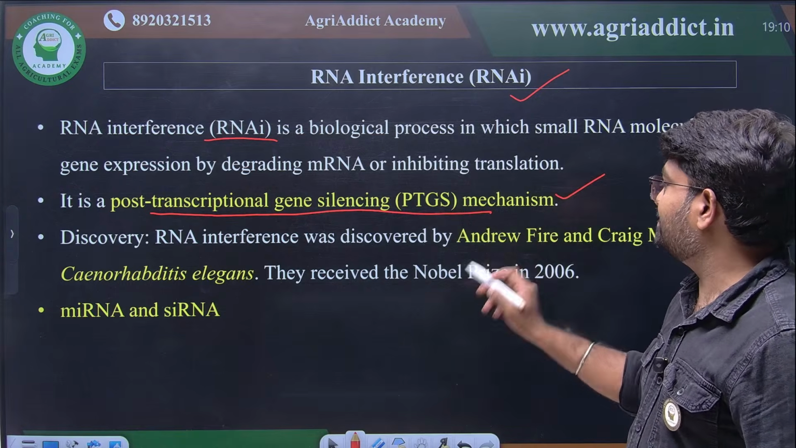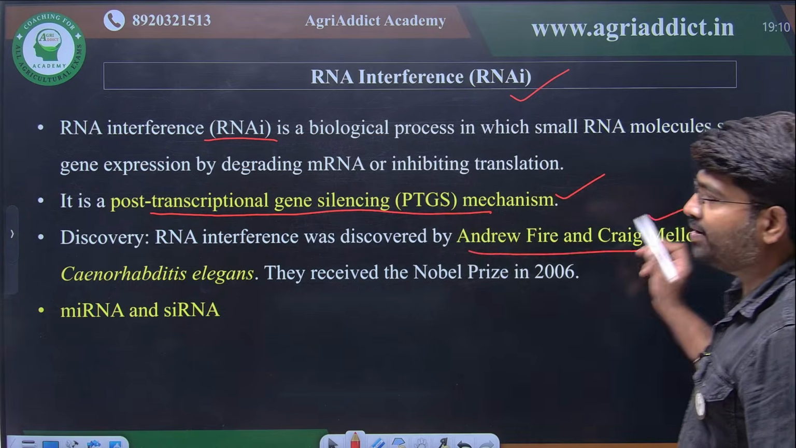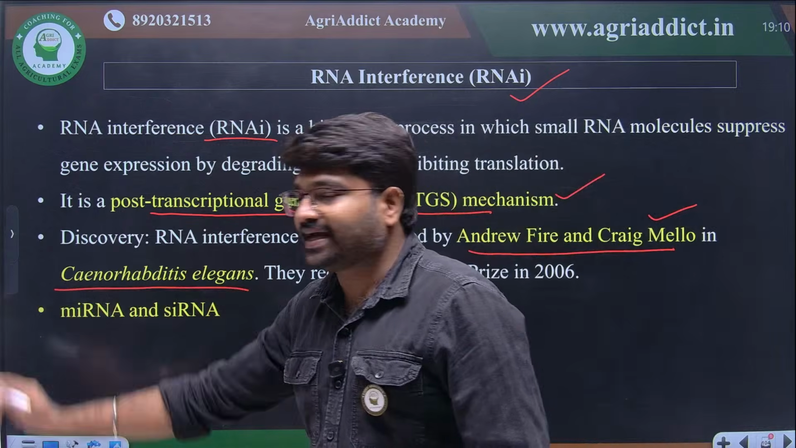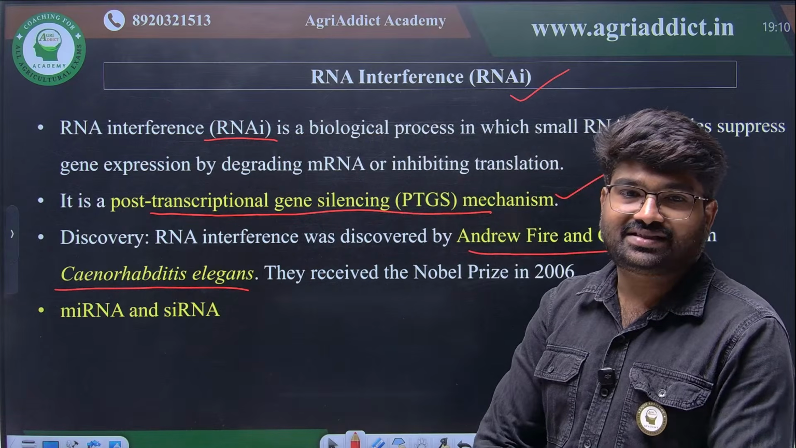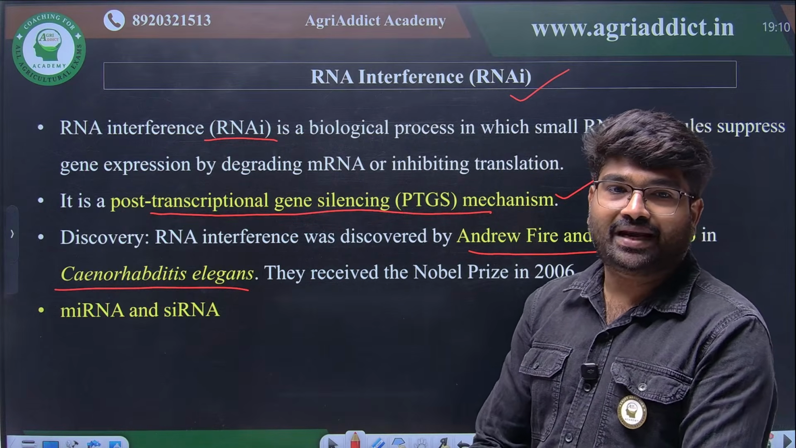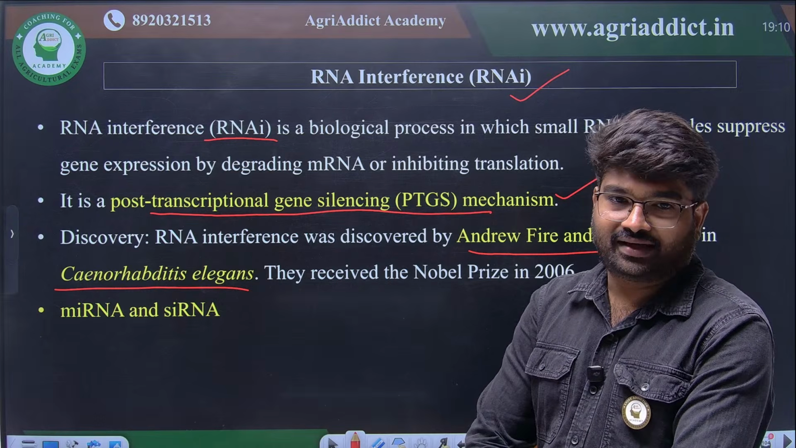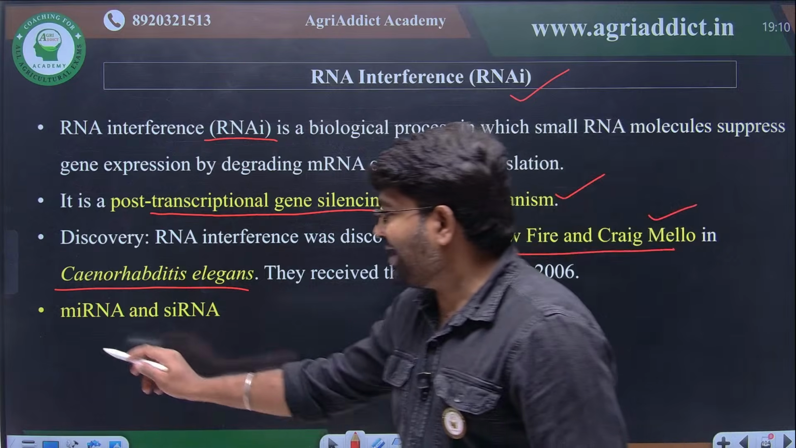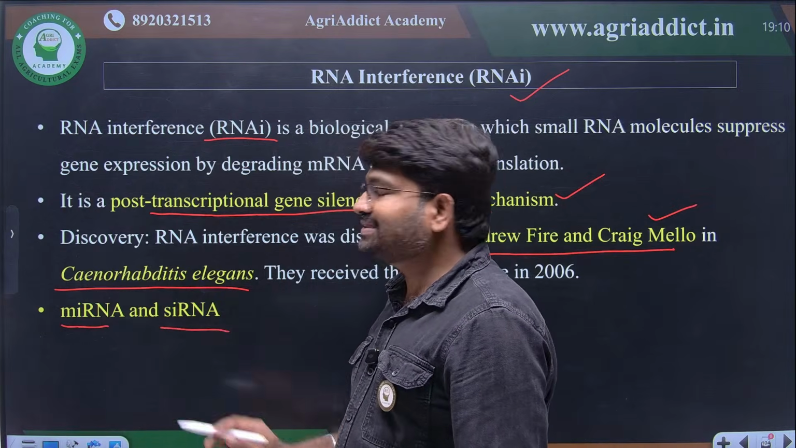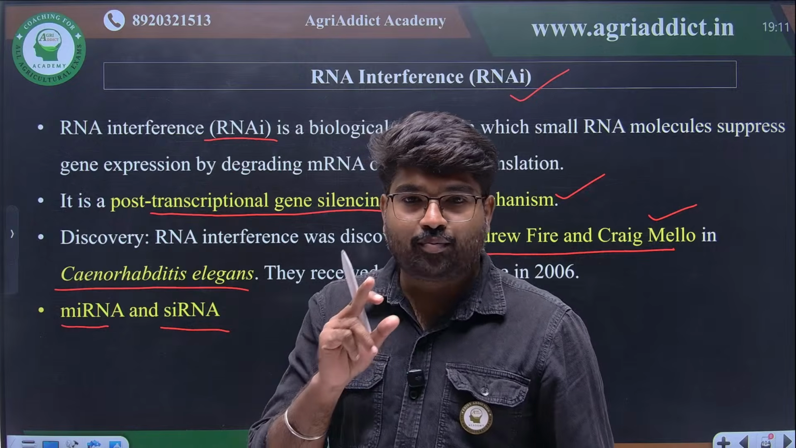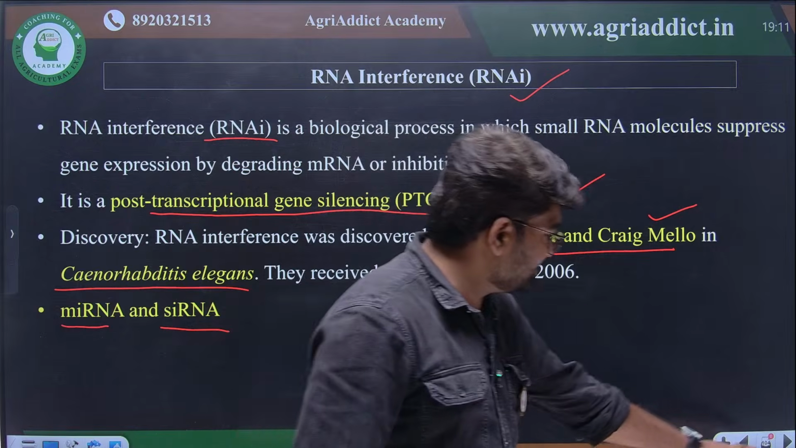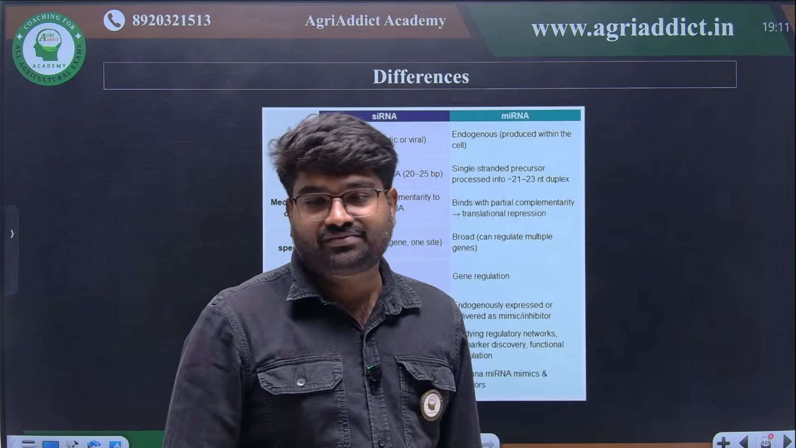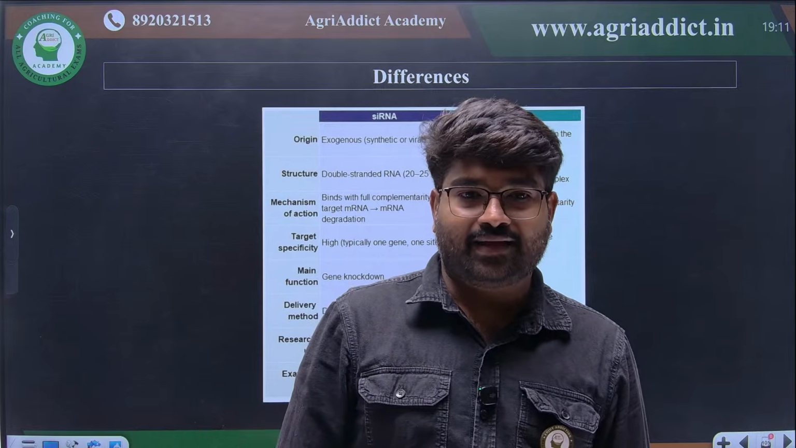Who discovered this? Fire and Mello in C. elegans. This is an important question. In C. elegans, Fire and Mello discovered this. There are two different mechanisms: one is microRNA mediated and the second is siRNA mediated. The key important thing you have to remember is that miRNA will always be endogenous.